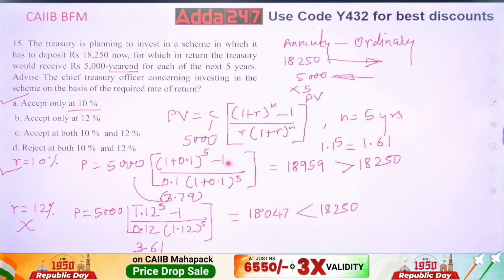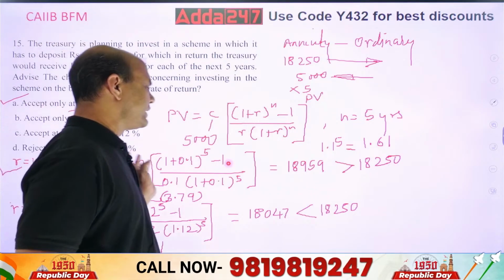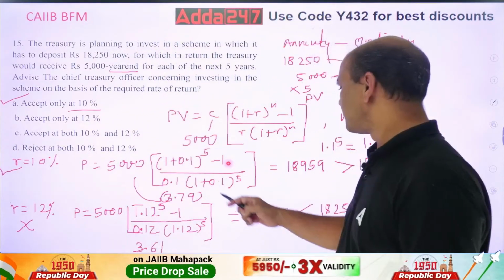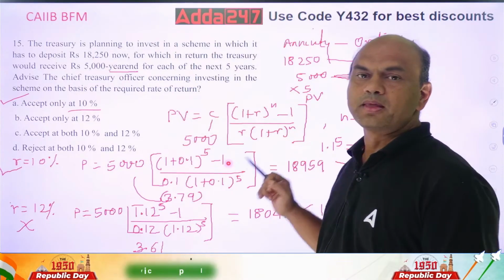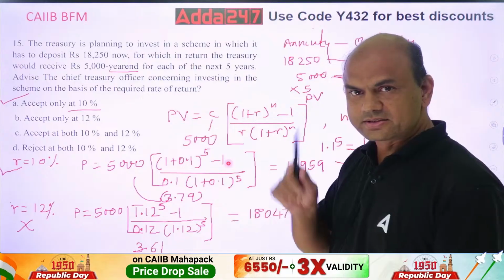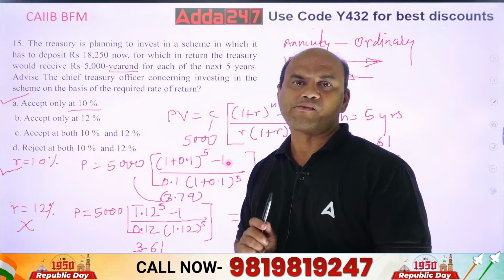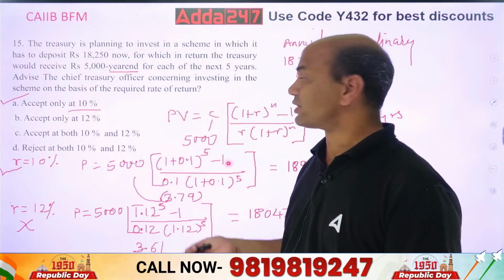$3.79. Again, I have checked it today, right now also. So 3.79, that is correct. So 5,000 into 3.79 is equal to 18,959. Check this. Everyone check this. So what does this 18,959 mean?